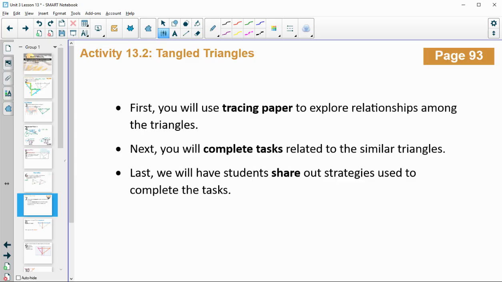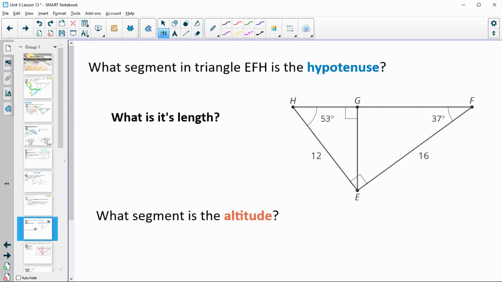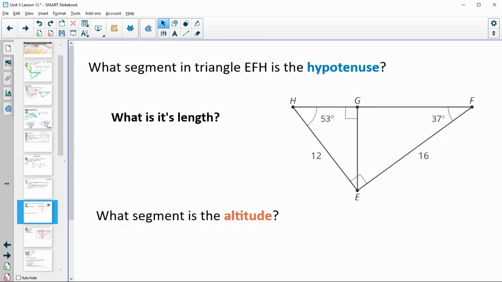All right, in activity 13.2, we're going to be using some tracing paper if you have it. Otherwise, I have tracing paper on my screen, so you can just do it along with me. You're going to do some tasks, and then we're going to discuss it. So to start this, the first thing I want to look at is using the vocab that we just talked about. Can you determine which segment is the hypotenuse in this diagram? And can you determine which one is the altitude? So think about that, pause the video, and then I'll tell you the answer.